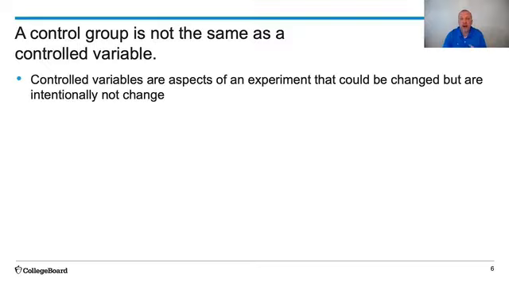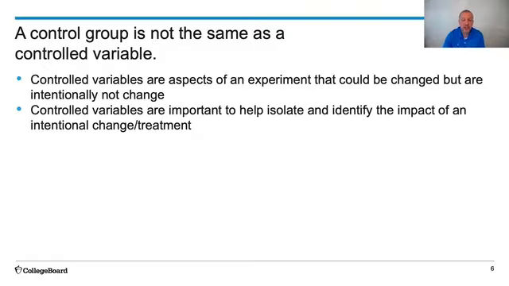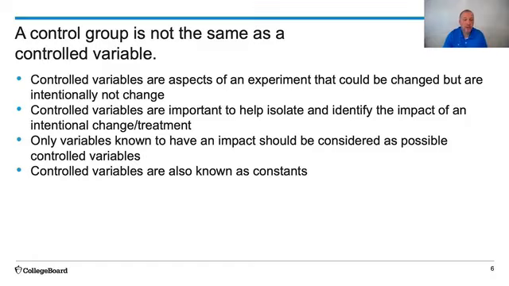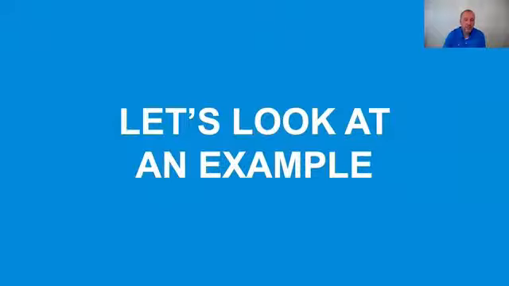Controlled variables are aspects of an experiment that could be changed but are intentionally not changed. They are important to help isolate and identify the impact of intentional change or treatment. Only variables known to have an impact should be considered as possible controlled variables. Control variables are also known as constants. So let's look at an example.